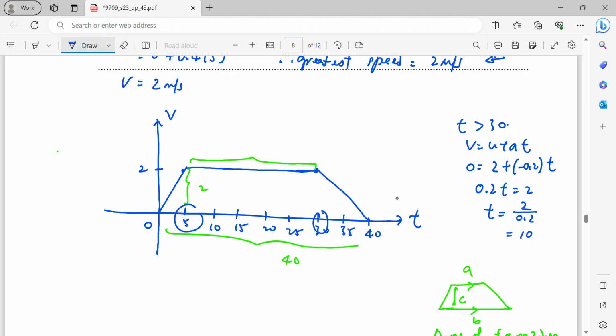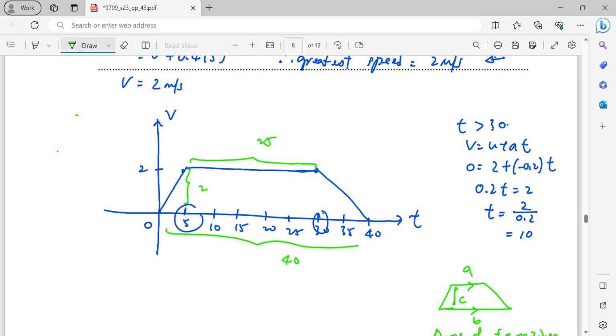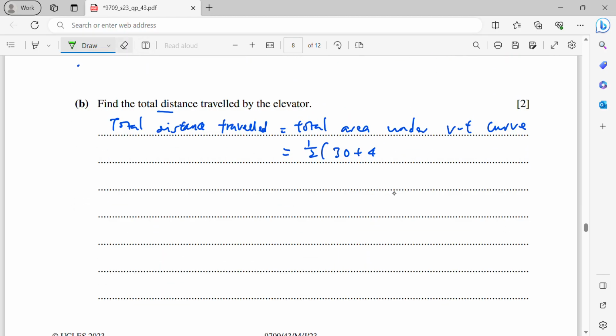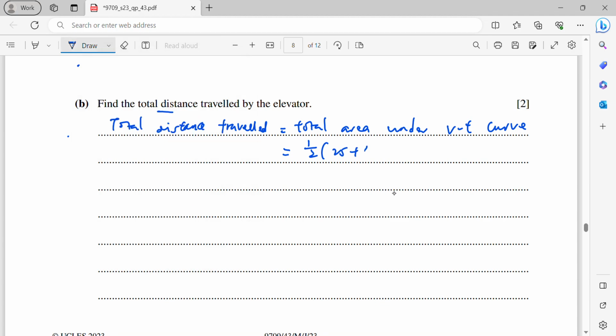Okay, constant speed for 25 seconds. So here 25. So it will be 25 plus 40, sum of the 2 parallel sides. And then the height is 2. So obviously the half and 2 cancel off. The middle value is 65. So that is the total distance traveled.